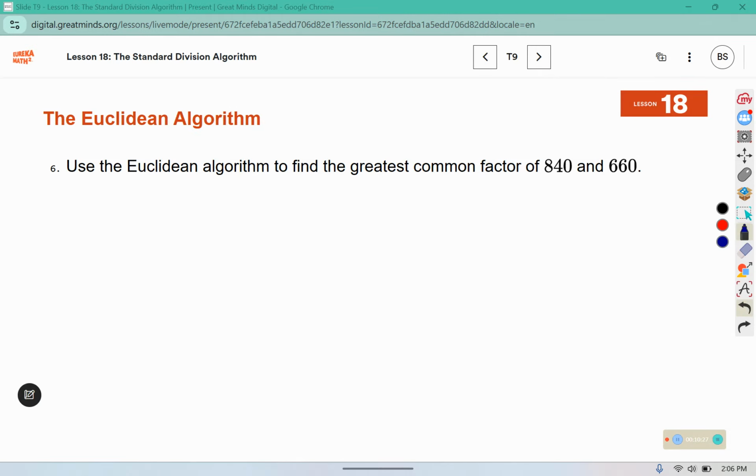So another method we can use to find the greatest common factor is called the Euclidean algorithm. And Euclid was a famous mathematician who came up with this pattern or this process to find the greatest common factor. So we're going to start with 840 inside and 660 as what we divide by. Now that fits in there one time.